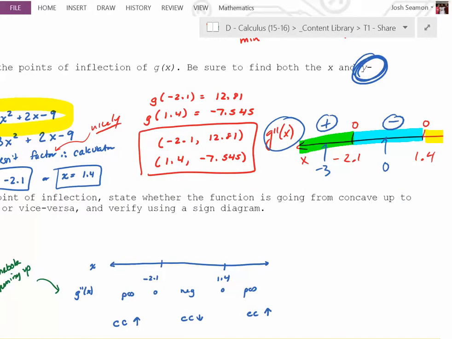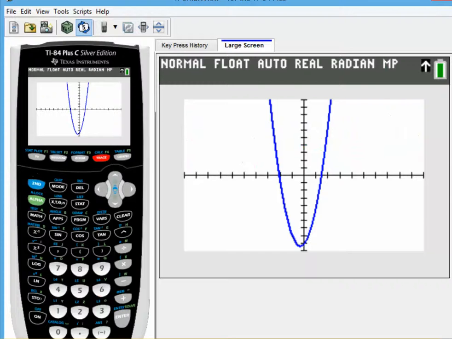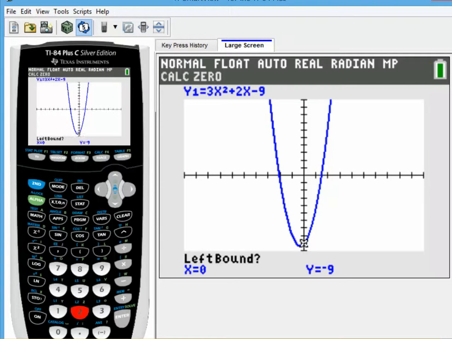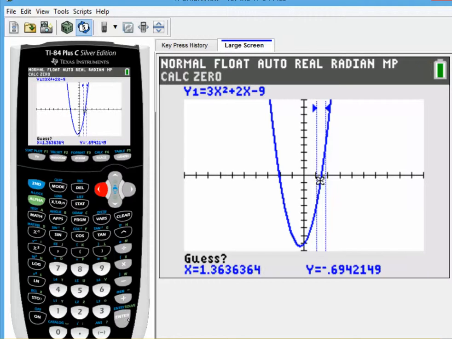This is a good transition question for us. Second trace, it's calc, and then which one do you do? 0. What's it asking me for? So let's do the one on the right. You go to the left of where you think the 0 is. It doesn't need to be that close, but I'm going to click enter, and then it asks you for the right bound. So go to the right, enter, and then what? Put it where you think the guess is, press enter, and there's your first value, 1.4305009.